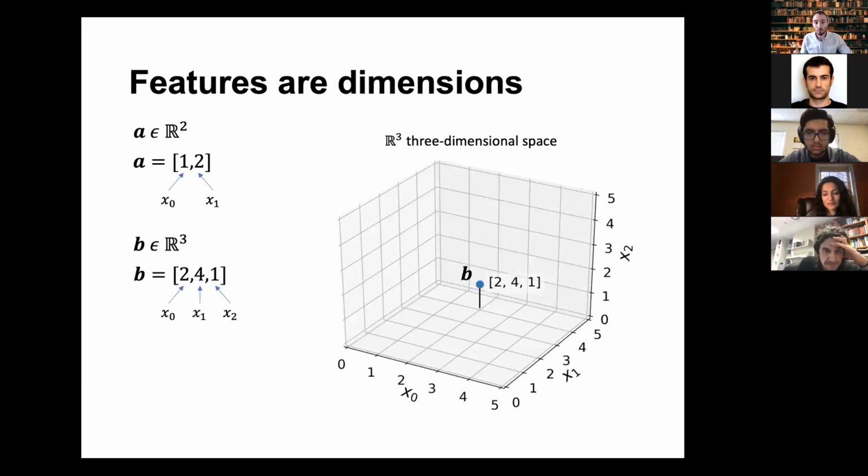We can go beyond two dimensions to three dimensions just by adding a column to this row vector. Now, instead of just x0 and x1, or x and y, we now have x2, or you can think about it as z, and we can still plot that point and see the relationship between that point and other features.